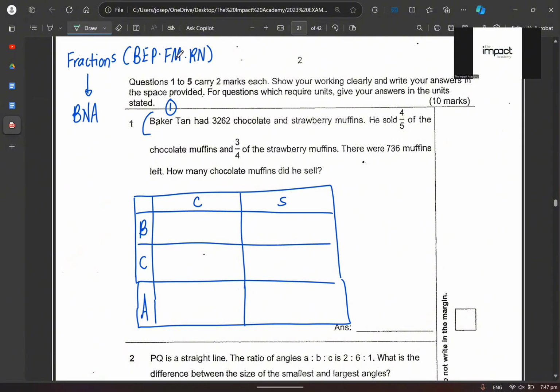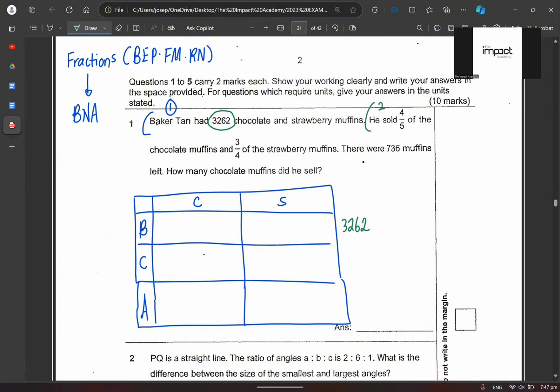So what we want to do here first, we know that the total, can you all read for me this first sentence? The first sentence tells us that I have 3,262 what? 3,262. Very good. So the total is this. Am I making sense? That is my total. So our total, we have to put it on the outside. Put it on the outside.